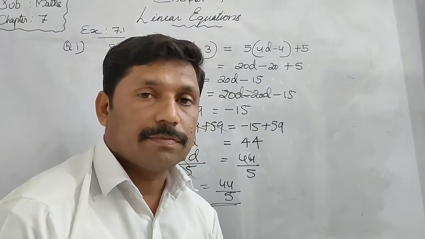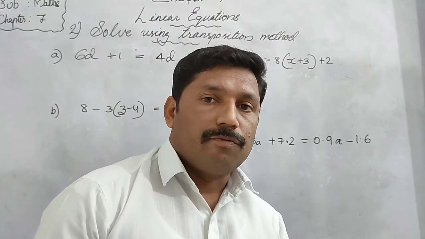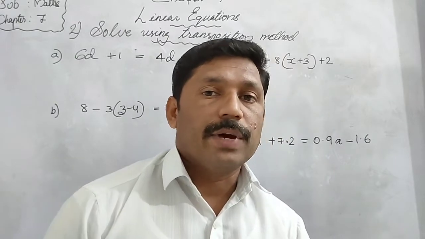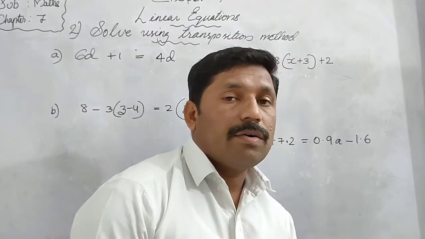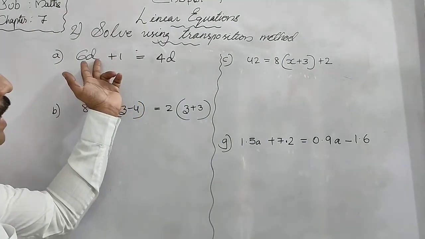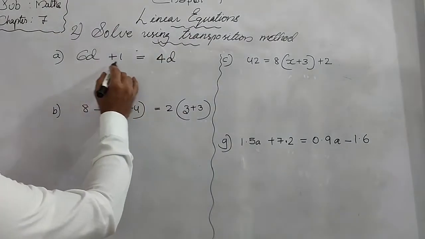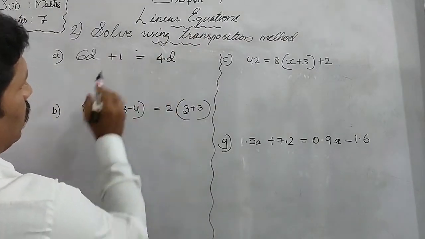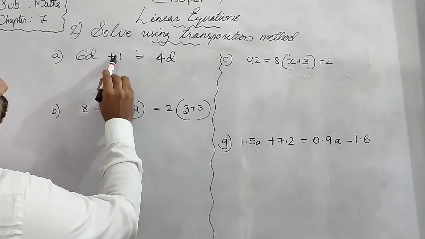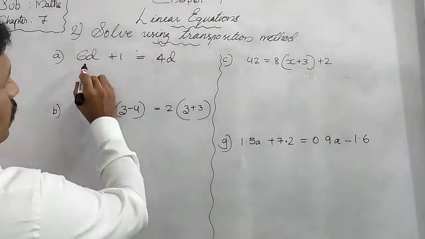Now students, we are going to solve the second question, that is, find the solution using the transposition method. Transposition method, what it is I have explained in the beginning. Now we solve the question. In the transposition method, we are changing the numbers from LHS to RHS or from RHS to LHS. Here 6D plus 1 is equal to 4D. Here first of all, I want to find out the D value. So first of all, I want to transpose this from here to here. Next 6 from here to here. Finally, we get D.